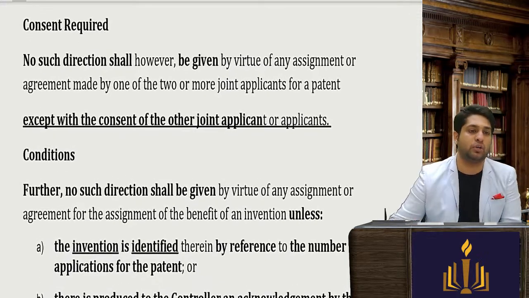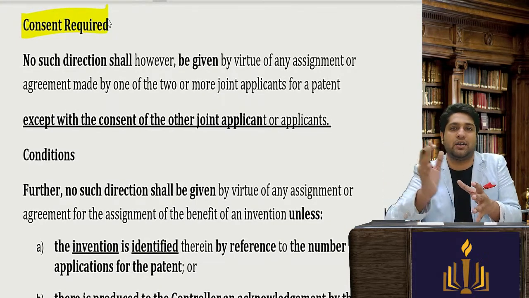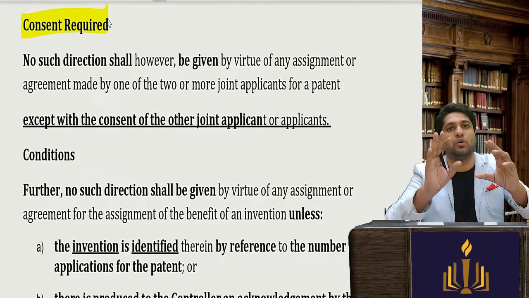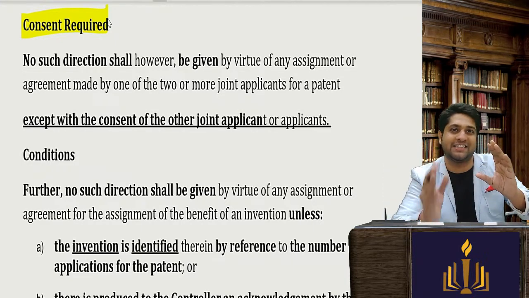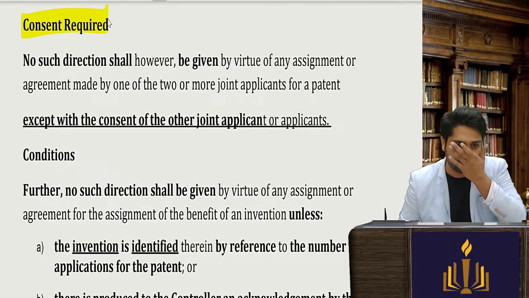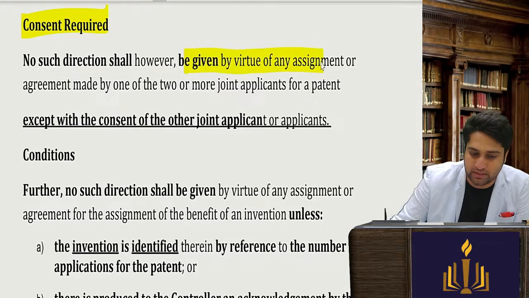Now, consent required. I told you, whenever we are going to add one, let's say there are 2 joint owners and we want to add a 3rd joint owner, or there is one and you want to add one more, you can't just add it. You require the consent of the others also, unless there is a court case. No such direction shall, however, be given by virtue of an agreement or assignment.